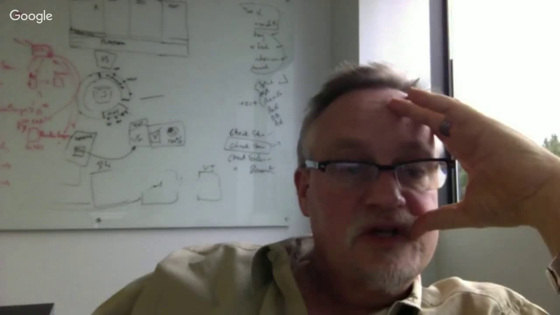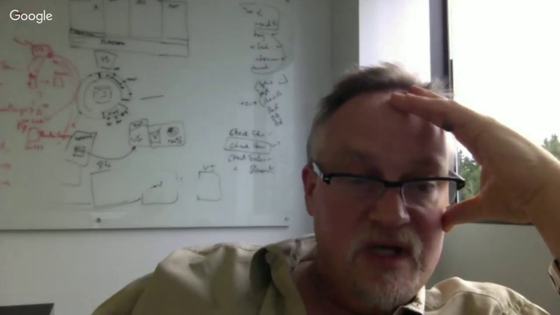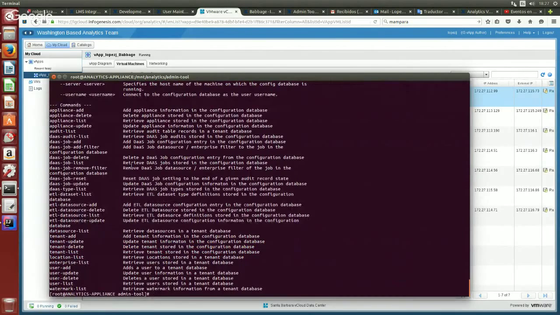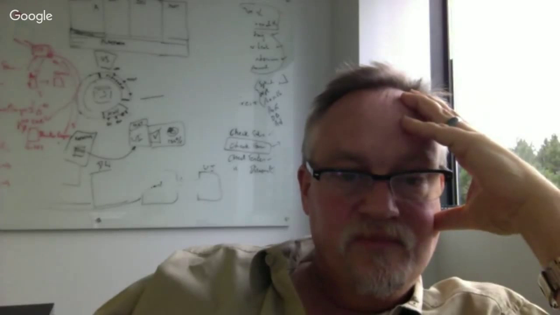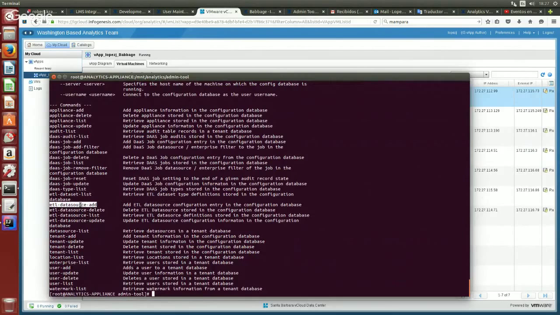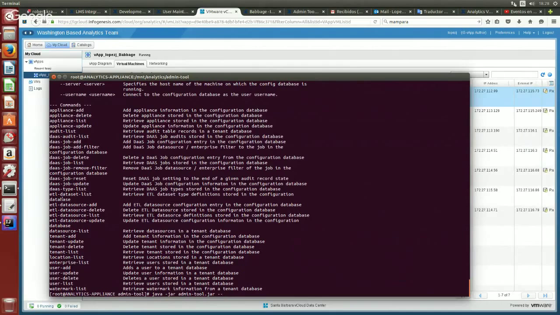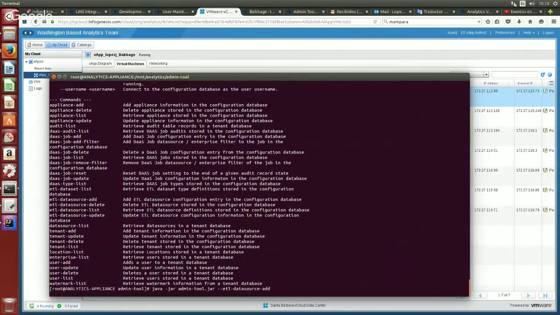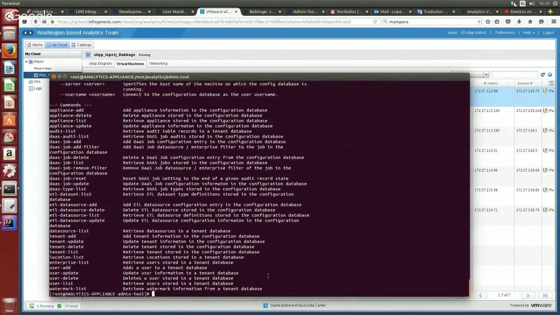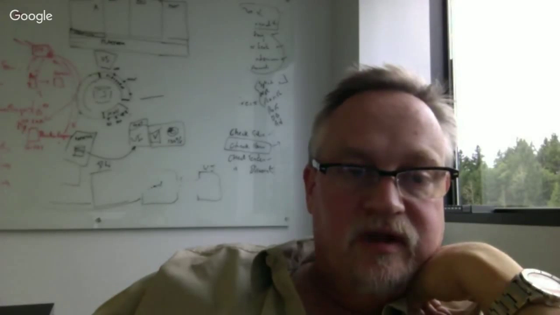Okay, so we want to do one of those ETL data source add. So this is going to be adding a job, right? Add ETL data source configuration entry in the configuration database. We are adding a new source. So we probably want to print out the help for that just so we don't miss anything. Because you got to do help and then the name of the command.